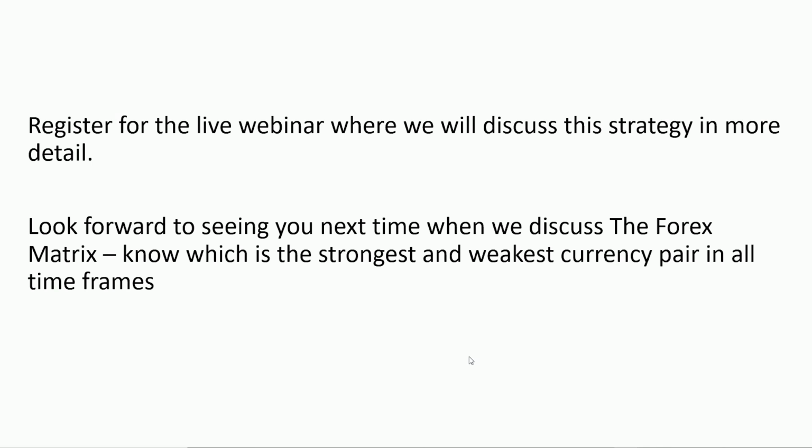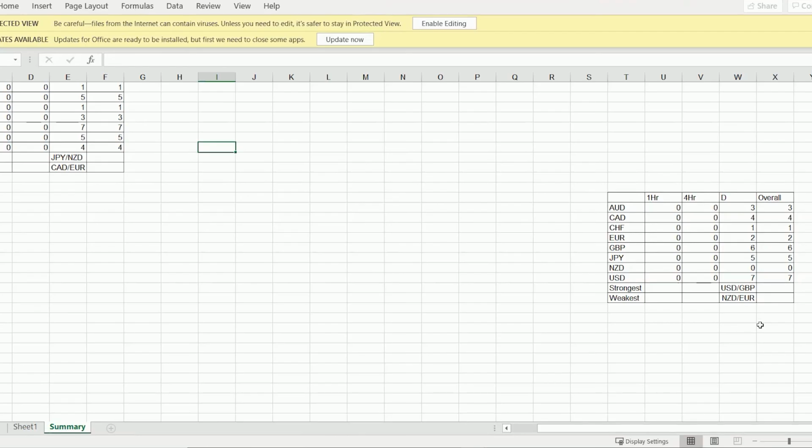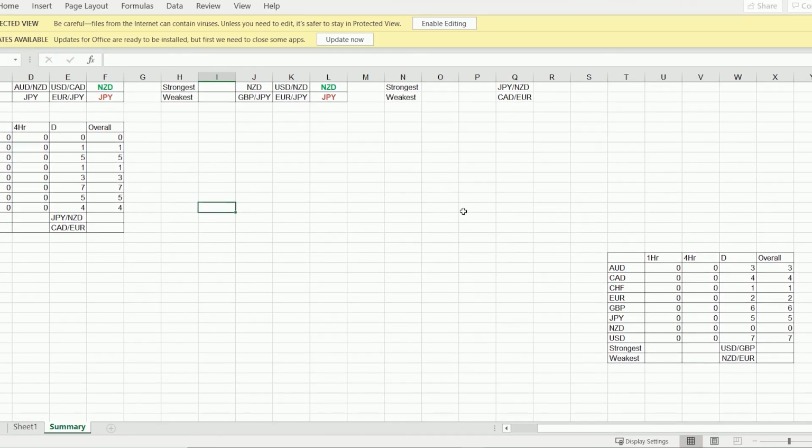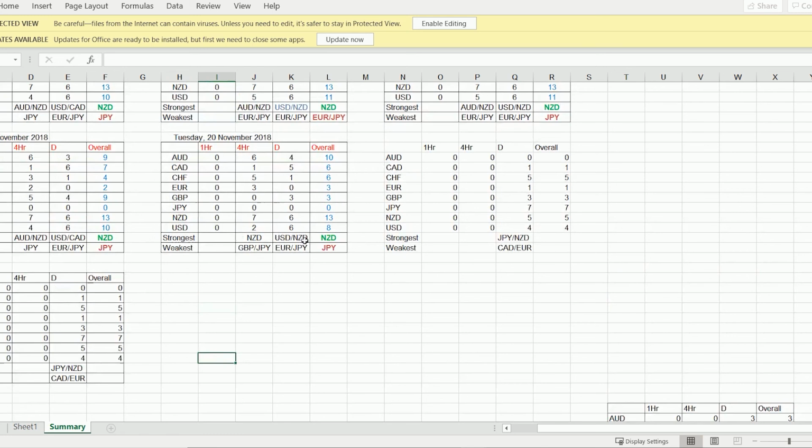Over the next week, we'll be looking at the Forex matrix, and there we're going to be discussing how to identify the strongest and the weakest currency pair in all time frames. Just a little example of that. There you can see it where it gets a score, and in different time frames knowing which Forex pair to be long, which Forex pair to be short. But that's next week's work, and we look forward to seeing you there.